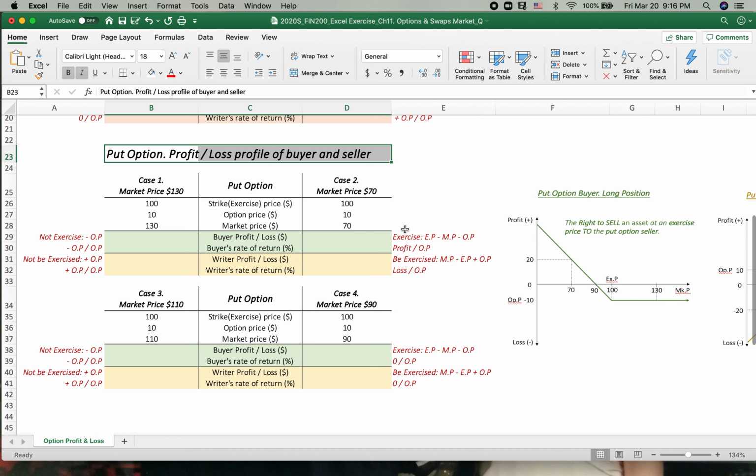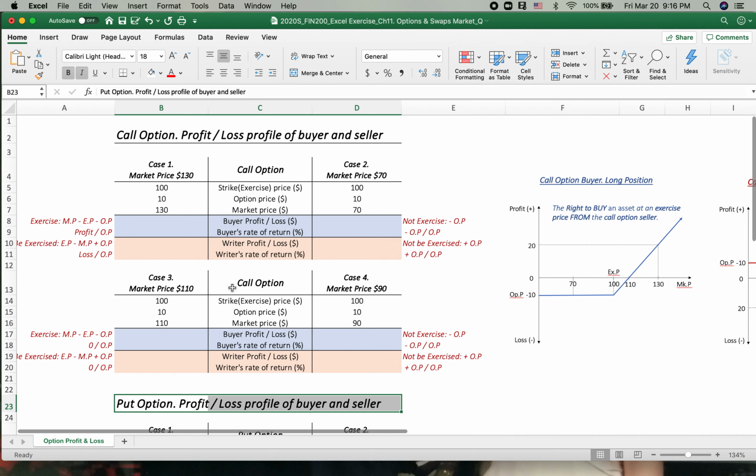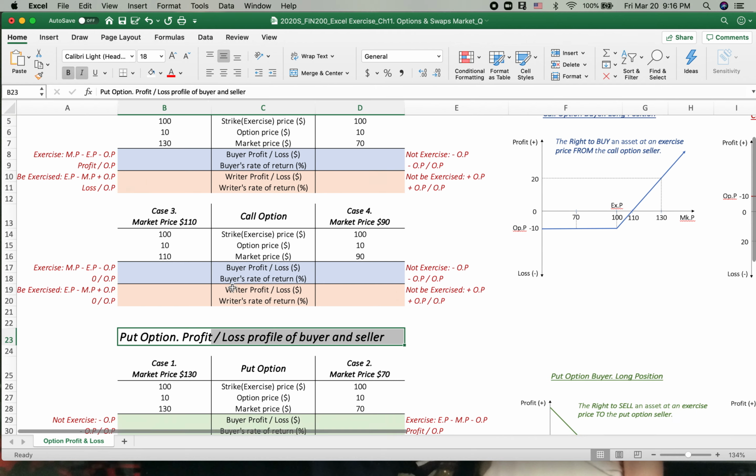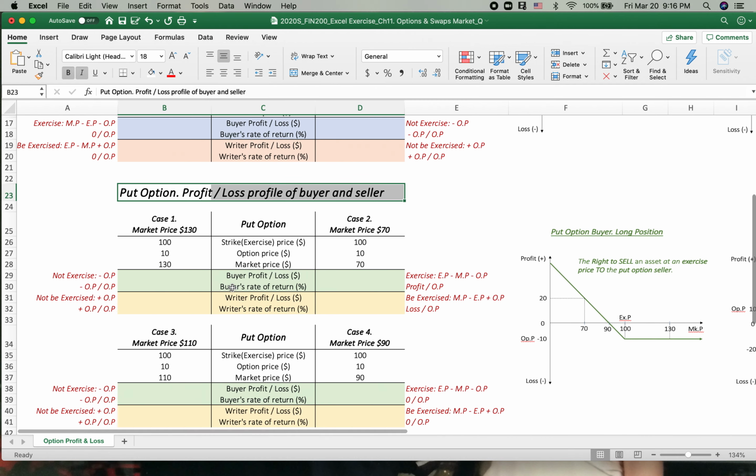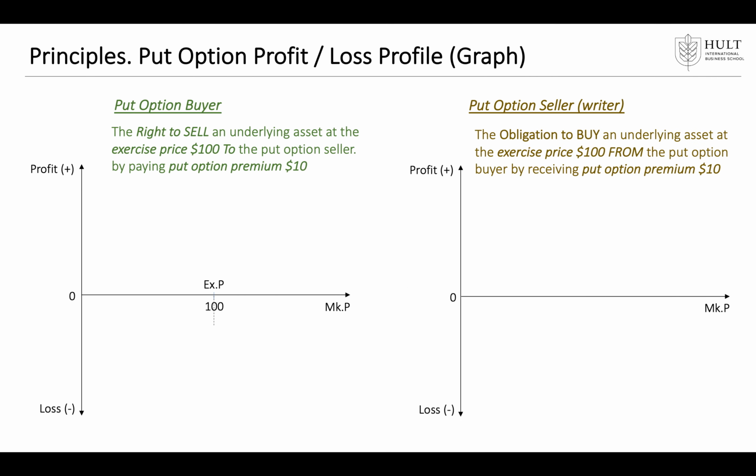This video clip will cover the put option profit and loss profile of a buyer and seller, followed by the call option profit and loss profile. The concept of put option is a little bit challenging, so let's just quickly review the profit and loss profile of the put option in graph.